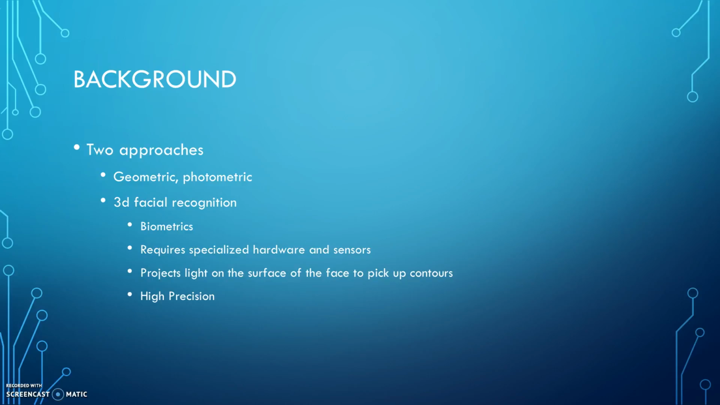To do this kind of biometric facial recognition, it's a geometric facial recognition. You need a 3D camera, or 3D specialized sensors and hardware that project light onto the surface of a face and then get the geometric shape of the face. And it has to be in a constrained environment, with controlled background and everything else. That is a high precision type of facial recognition.